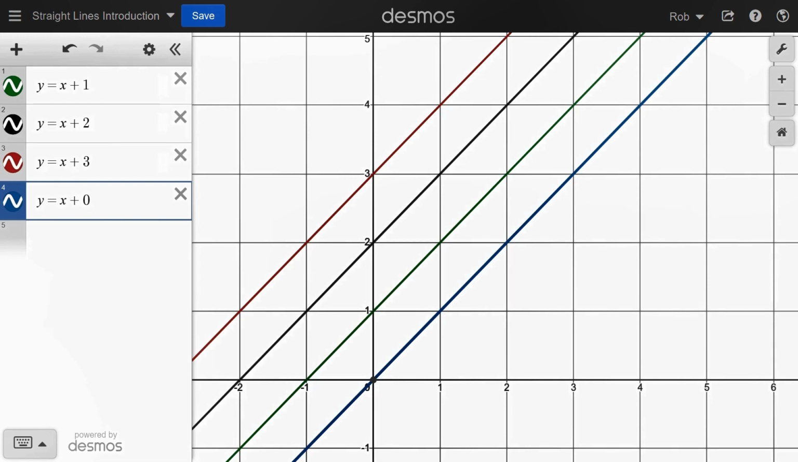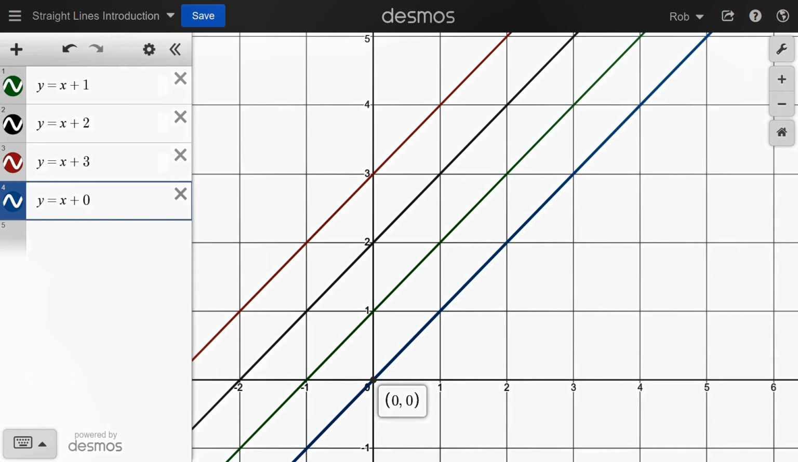So we've got a blue line there, and again, it's parallel to all the others. But this time, it's got a y-intercept of 0. Interesting part though, it's got an x-intercept also of 0. So if I click on that dot, I get 0, 0, which is that center point, which we refer to as the origin. So that's the origin.